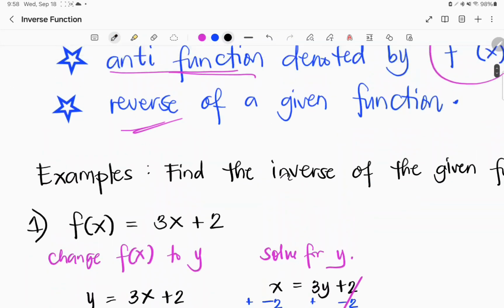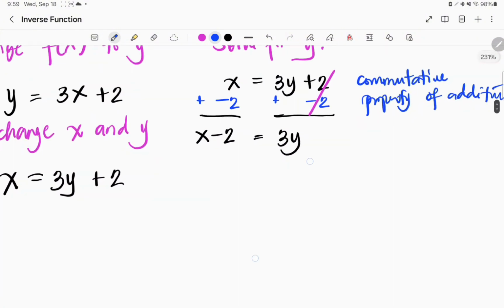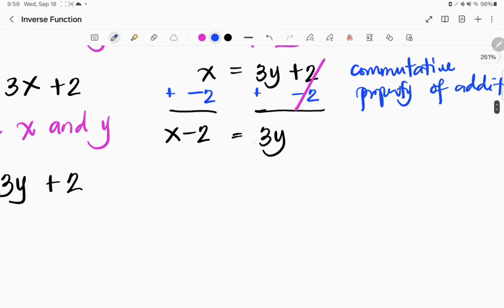We have now 3y. So in this case, we use commutative property of addition. Now, for our x minus 2 is equal to 3y here, we have to retain y and we have to remove 3. So in order to do that, we have to multiply both sides by 1 over 3, or divide both sides by 3.